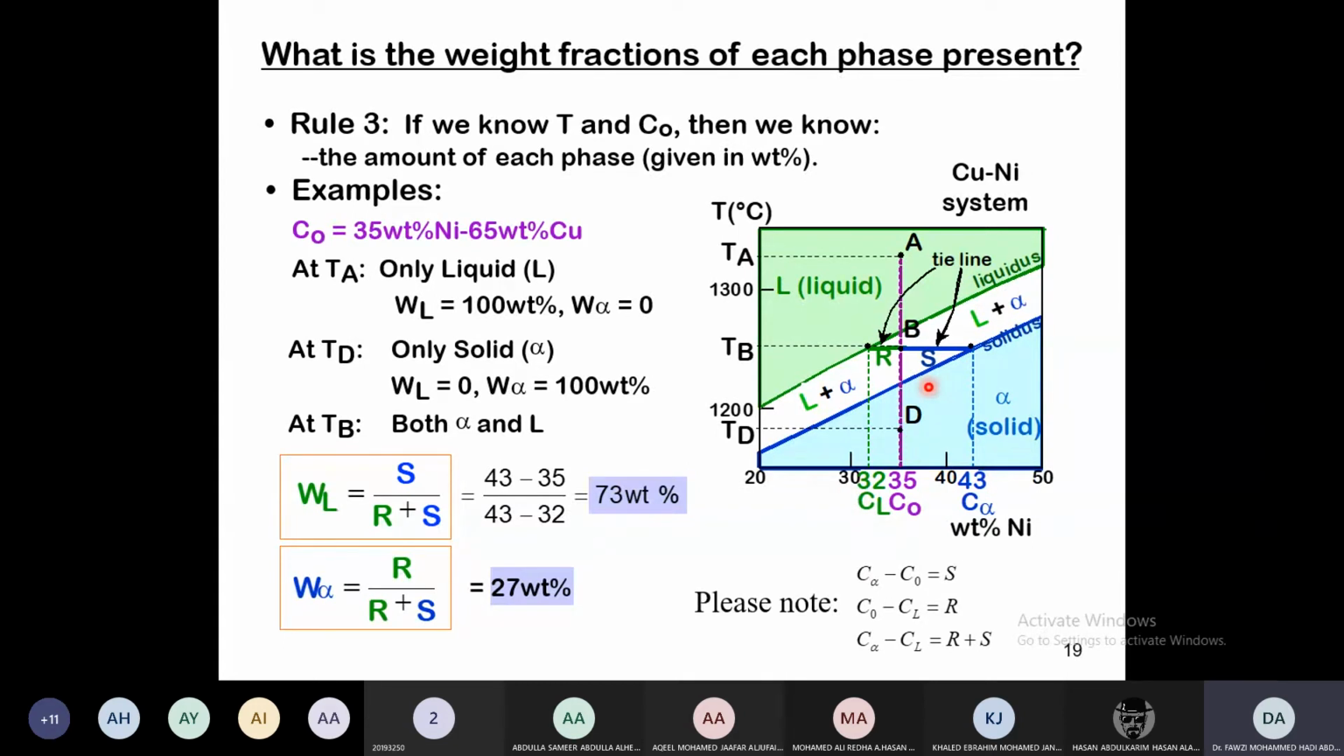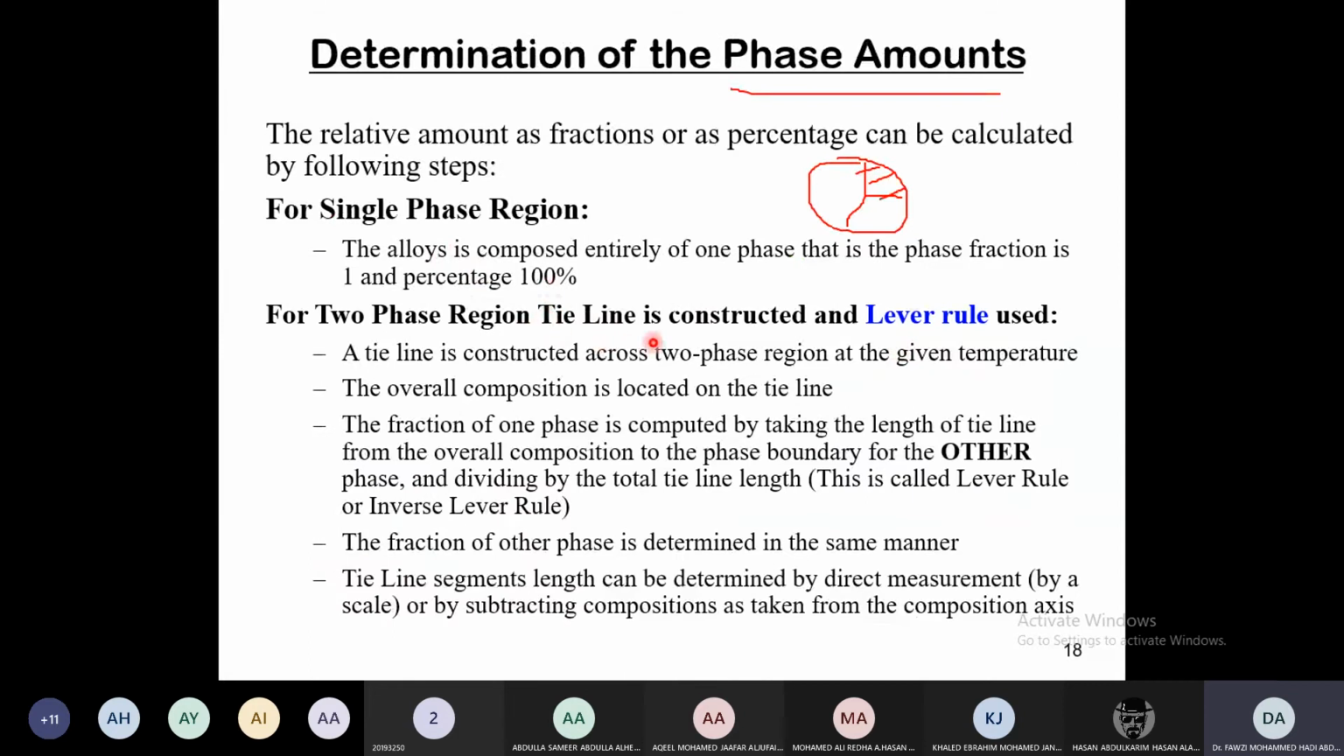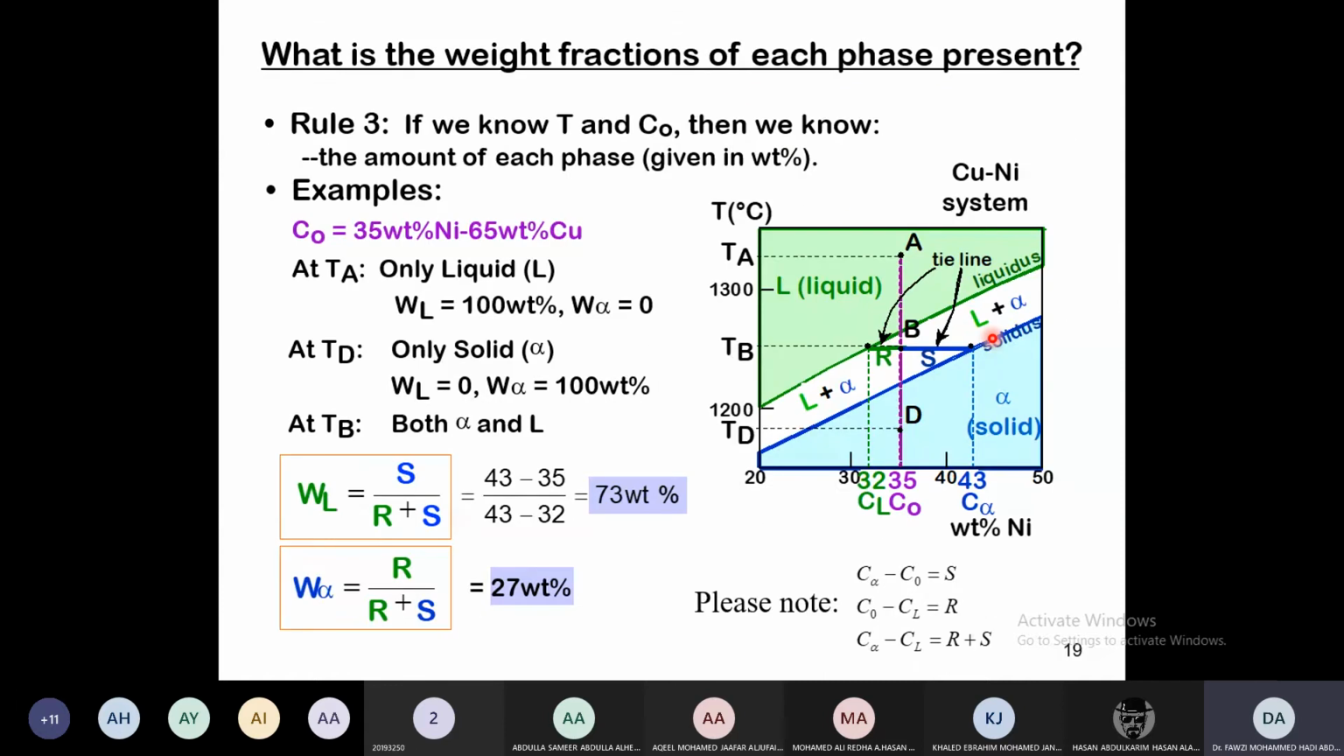How do we get the proportion, or the weight fraction, of each phase? Since you have 2 phases, how much do we have alpha and how much do we have liquid at that temperature? Basically, we use what we refer to as the lever rule. We draw a tie line, and then use the lever rule. After this slide we will see where the lever rule comes from. Let's call the part from this point to that point S, and from this point to that point R. That is arbitrary, you can choose any naming.